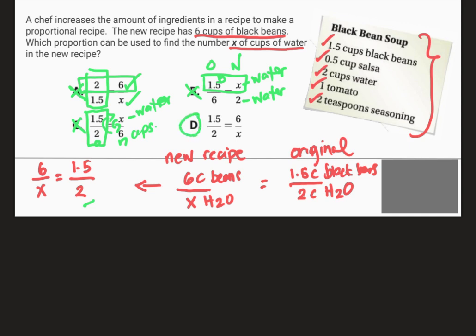So from the original recipe and then the new recipe, we have 1.5, a cup and a half of black beans, and it's going to be using 2 cups of water. And the new recipe is going to be using 6 cups of black beans, and then we also are now looking for the number of cups of water that we need to use. So this is going to be the right answer. And for our answer, we just wrote it the other way. So 6 over x, and then 1.5 over 2.